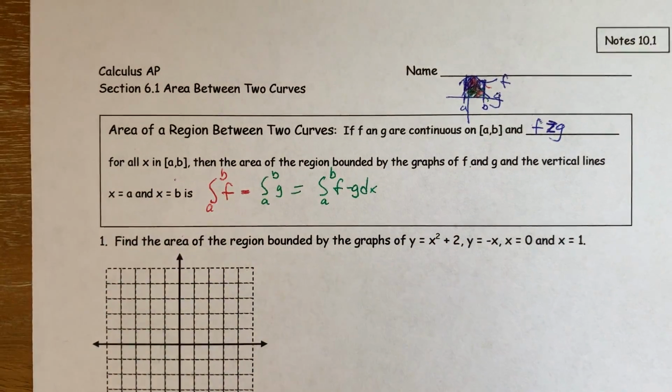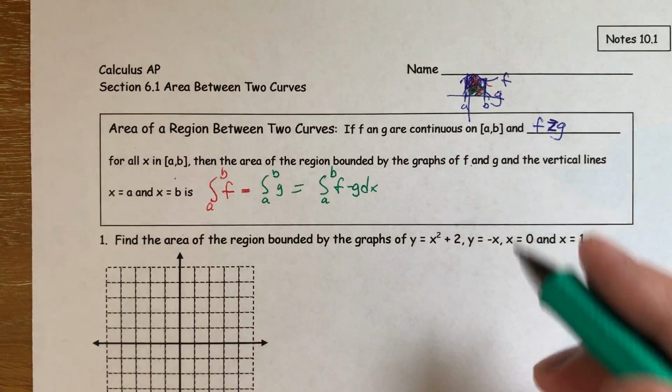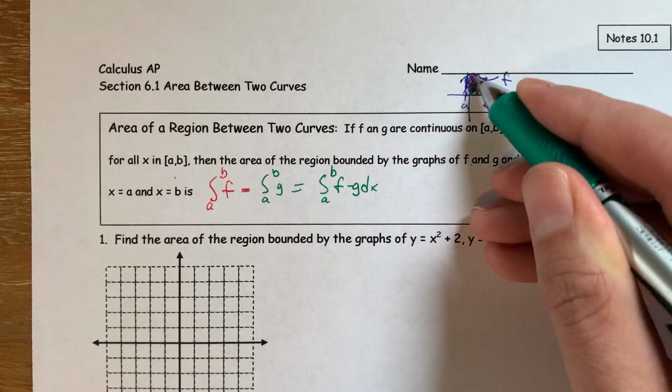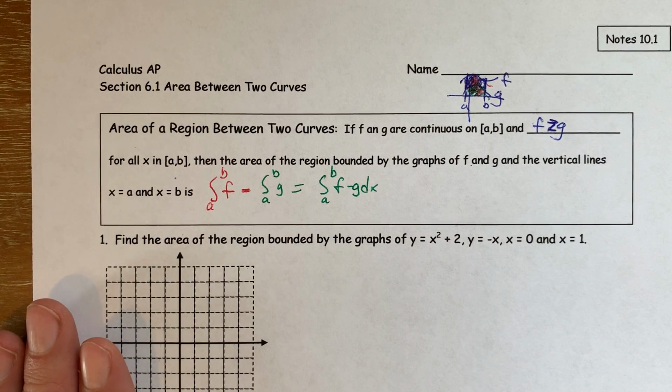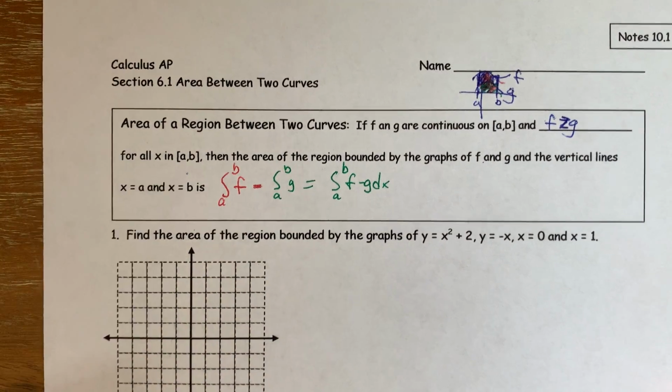So that's it. That's what we do. We do the top one minus the bottom one. It's just the integral of the top one minus the bottom one is the area between two curves, which is going to be super useful. That is the big idea for today, and now we're just going to be practicing it.